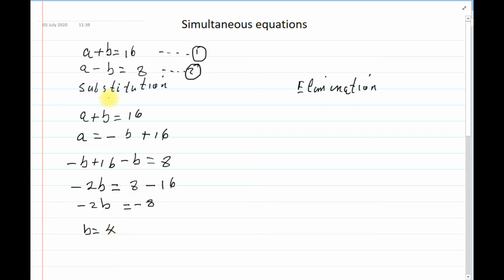Having obtained b, we know from this relationship up here that we said a is equal to minus b plus 16.